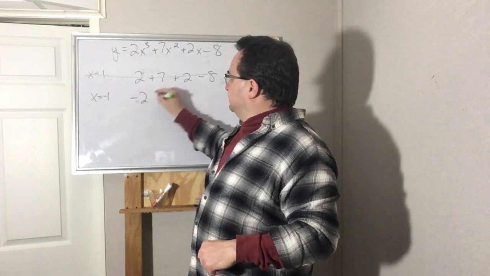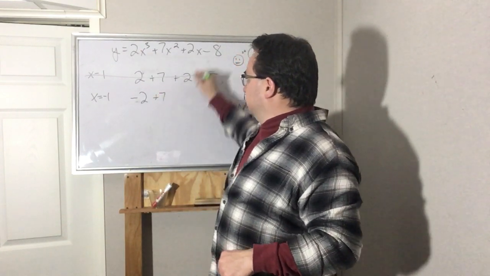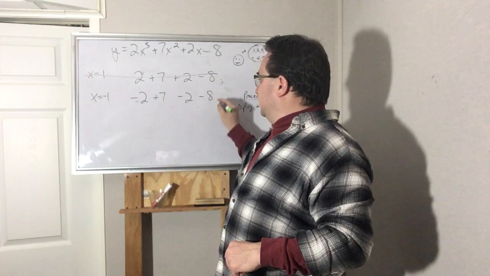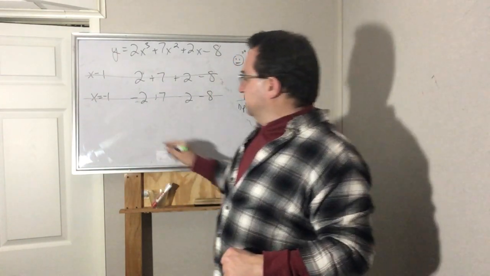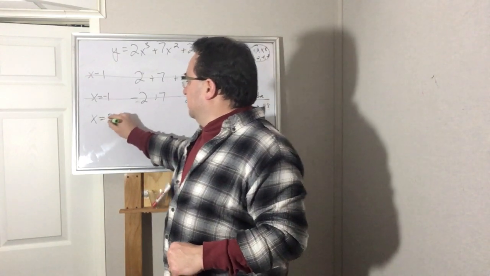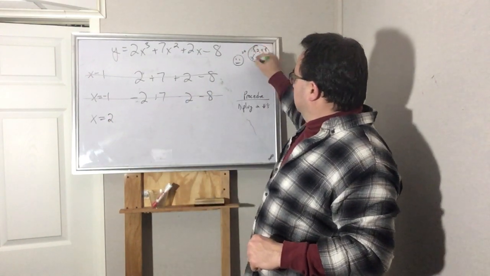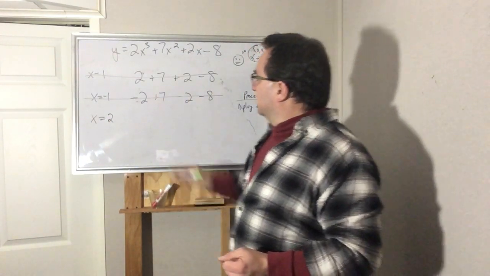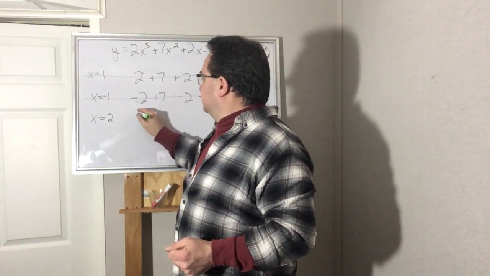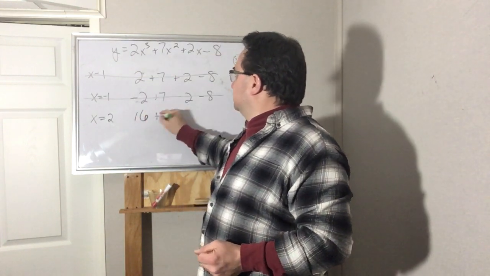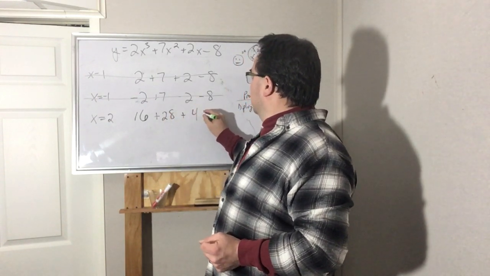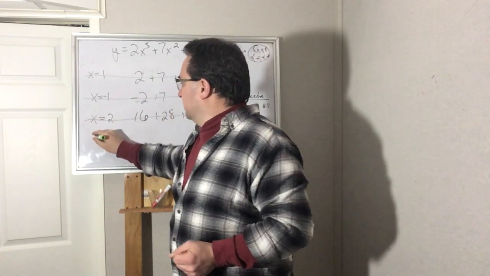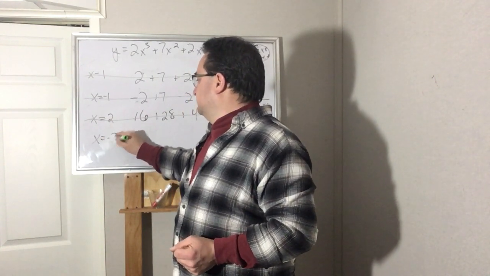This would be minus 2. This would still be plus 7. Minus 2 minus 8. Nope, that doesn't work. You can add them up and check for yourself. Those do not equal 0. Let's try 2. Notice I tried the easiest ones. 2 times 8 is 16, plus 7 times 4 is 28, plus 4. No, that's too big.